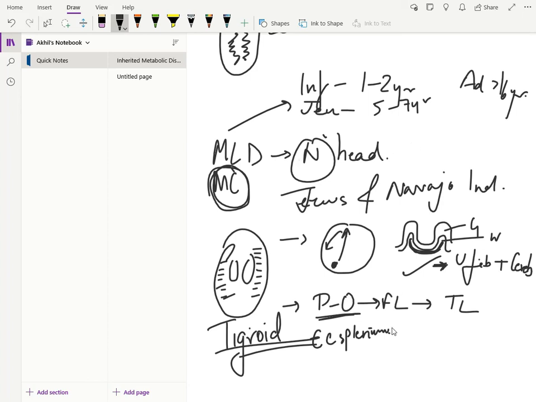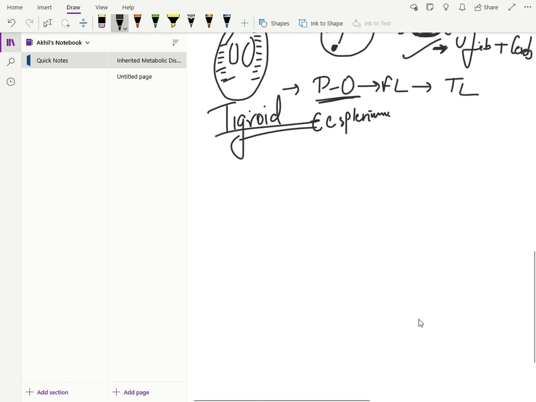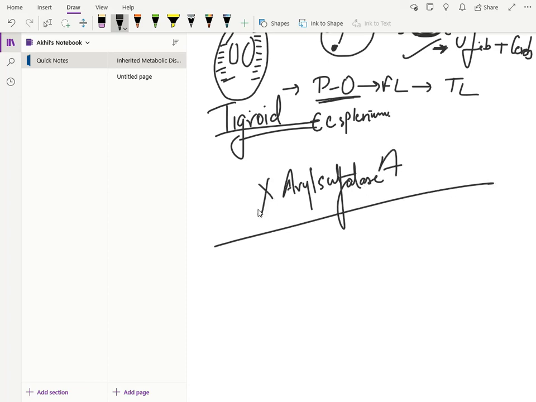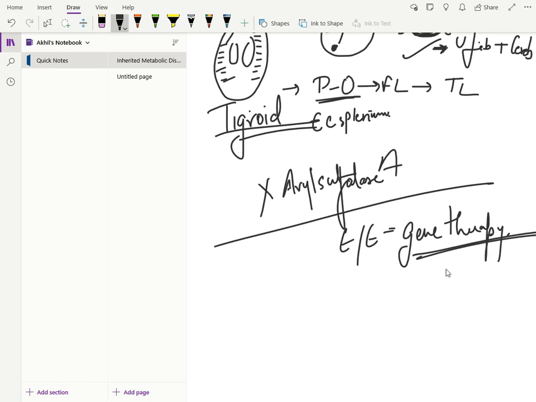And it results due to deficiency of an enzyme which is known as aryl sulfatase A. There is no enzyme aryl sulfatase A, and therefore you have buildup of these lipids in the white matter. And the treatment, which is still in infancy stages, is gene therapy. A lot of people cannot afford it, especially in third world countries, so it's often a fatal disease.